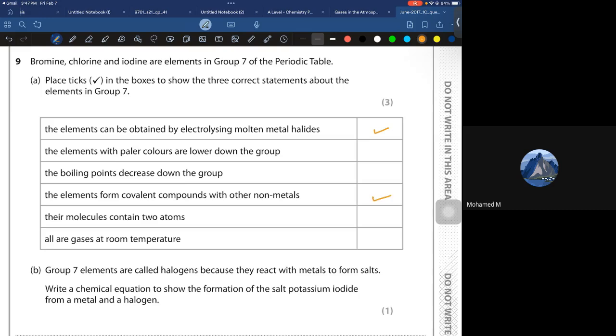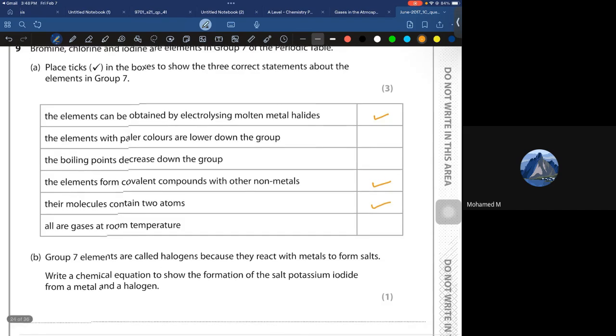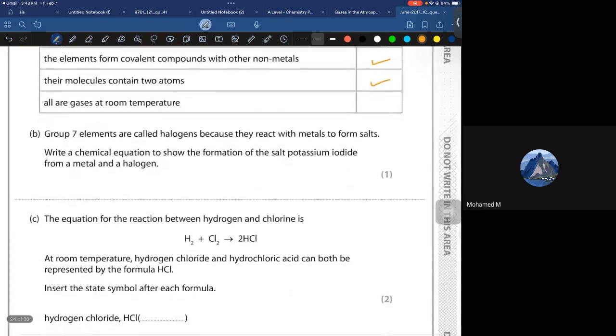Their molecules contain two atoms. That's also correct. They all are diatomic: F2, Cl2, Br2, I2, At2. And they are saying all are gases. No, iodine is a solid and bromine is a liquid. This is incorrect.